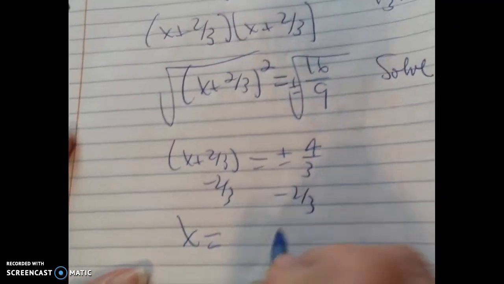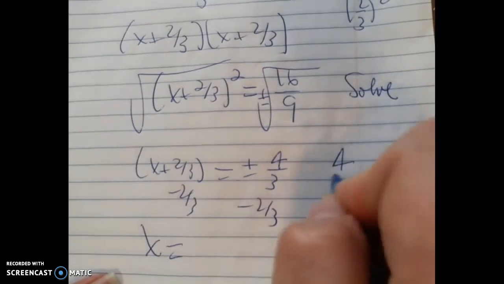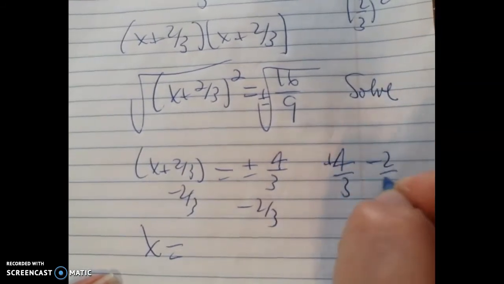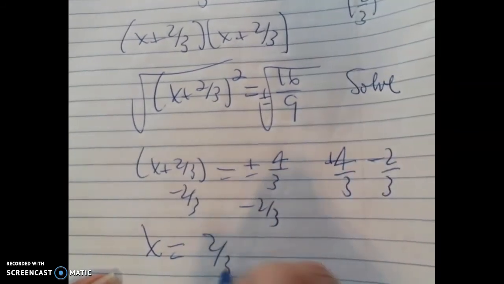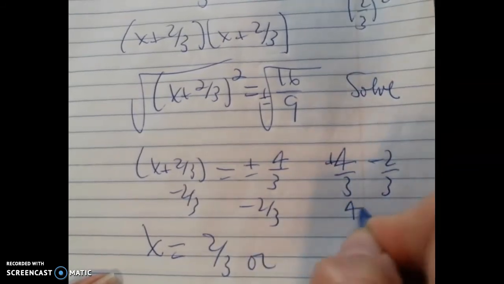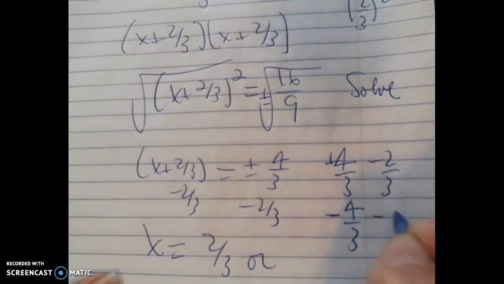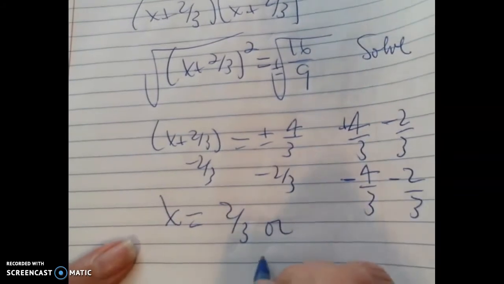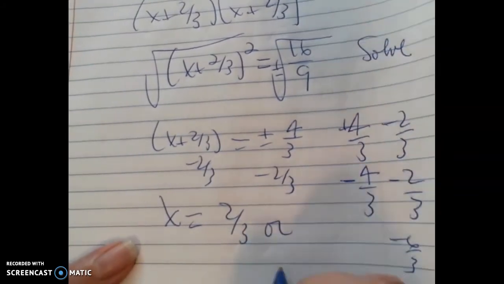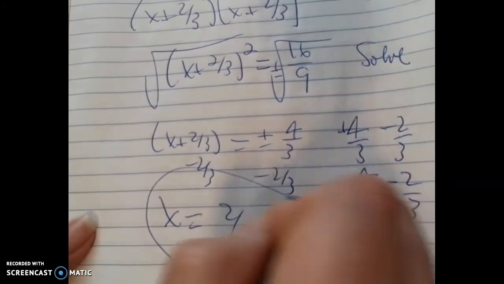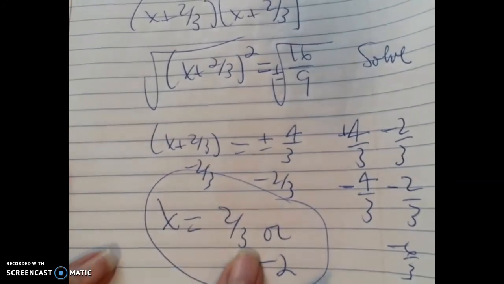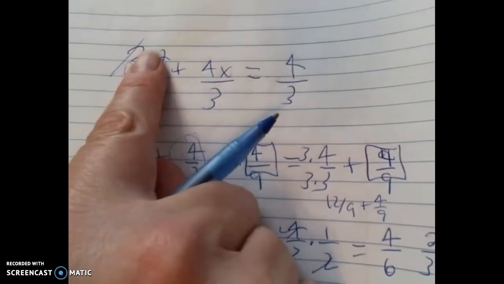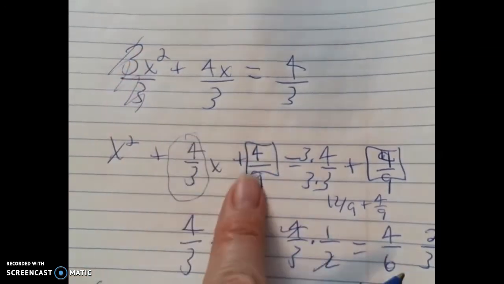So x equals, all right, so what do we have here? A positive 4/3 with a negative 2/3. So what is that, 2/3? Or a negative 4/3 with a negative 2/3, which is what, a negative 6/3? So is that a negative 2? And then those would be my 2 answers. So that's when you use completing the square to actually solve it.